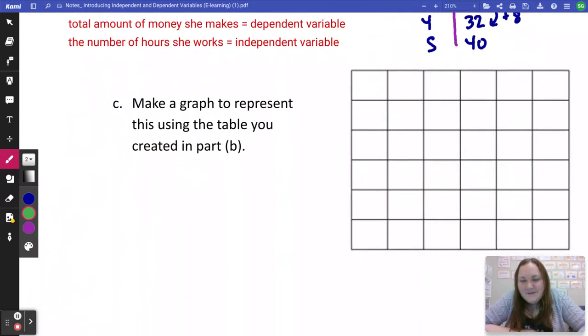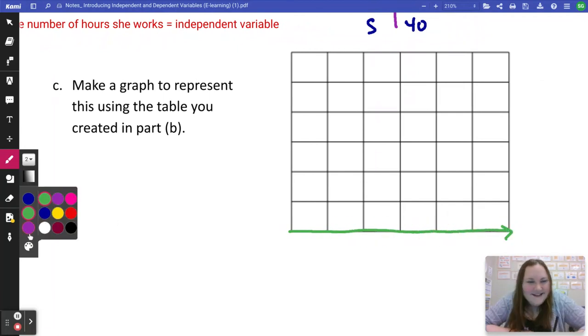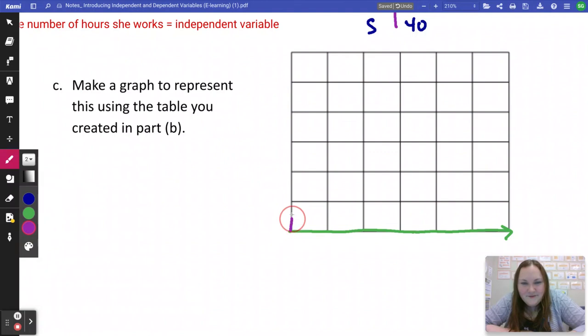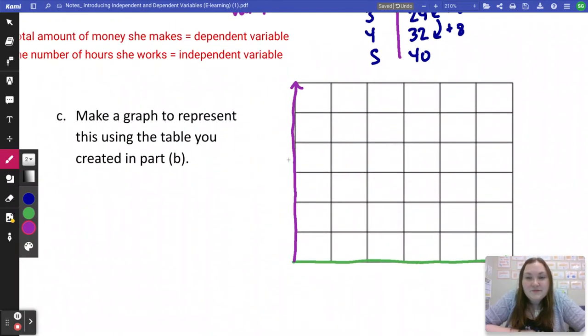So one of the first things I'm going to do to this grid I've got over here is draw in that x and that y axis. So down here, this could be my x-axis, and then coming up here, we've got my y-axis. Now, because this represents a story, one of the things I'm going to want to do is label the X and the Y axis on this graph.